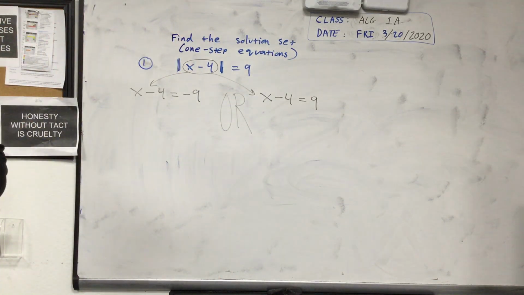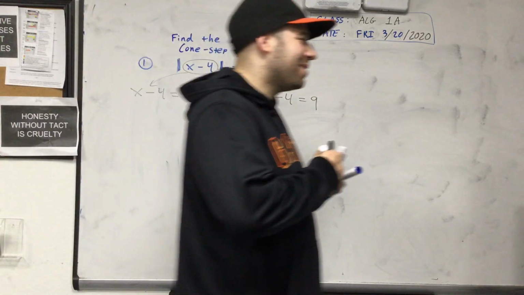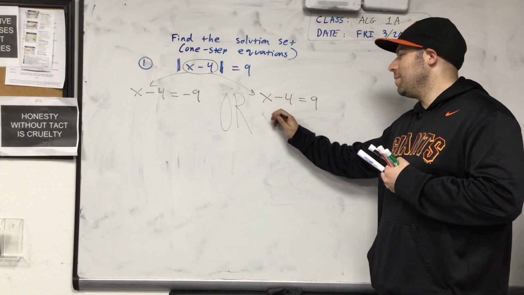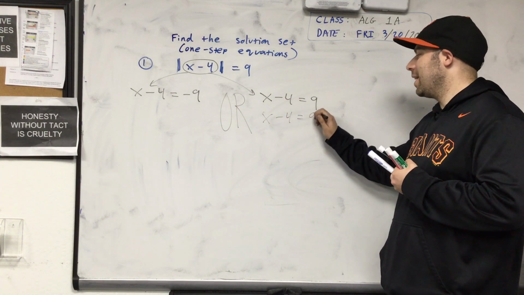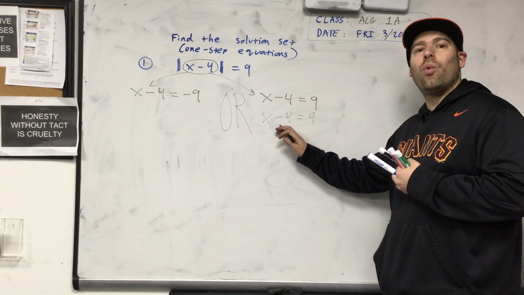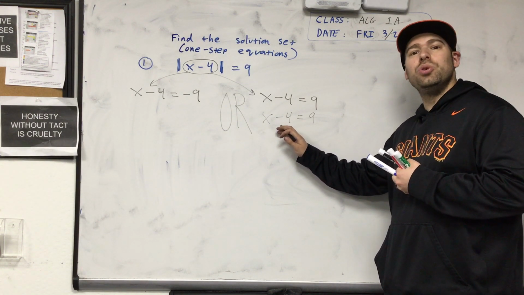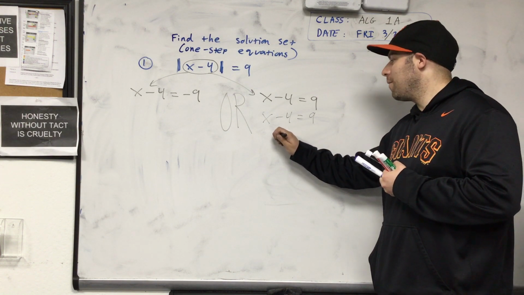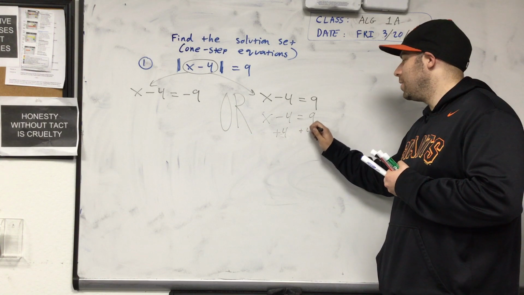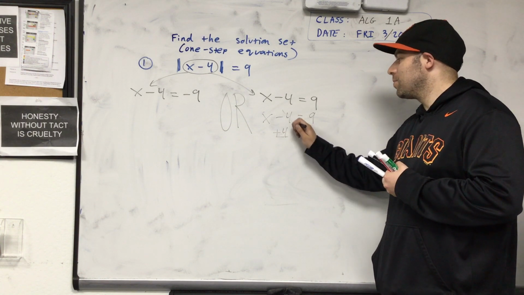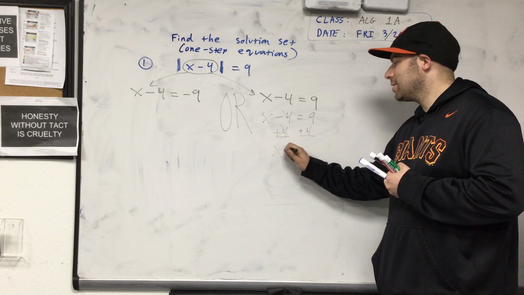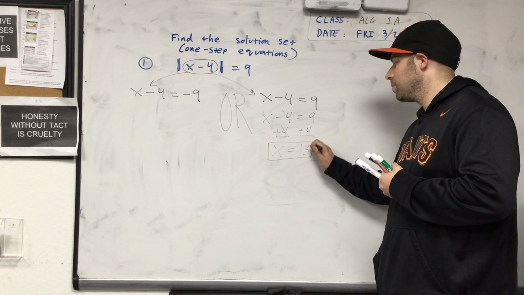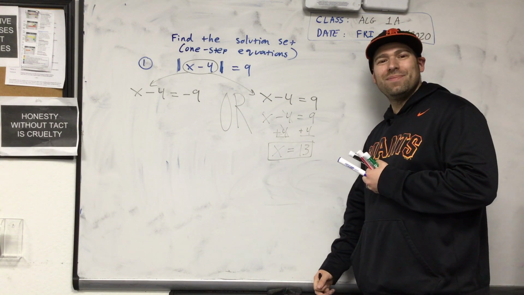Find the solution set. Let's start with the right side since I'm a positive person. So how do I solve for x? x minus 4 equals 9. I want to get x isolated, so I need to undo that one step. How do I undo minus 4? Right, I'm going to add 4 to both sides of the equation. Minus 4 cancels out with plus 4, getting me x equals 13. But is that the only solution?